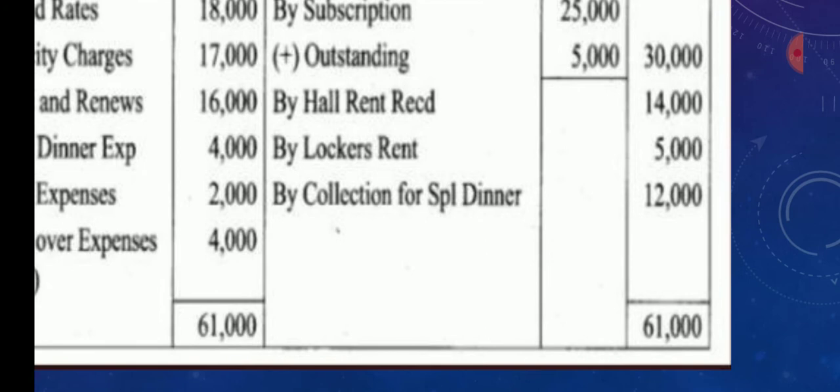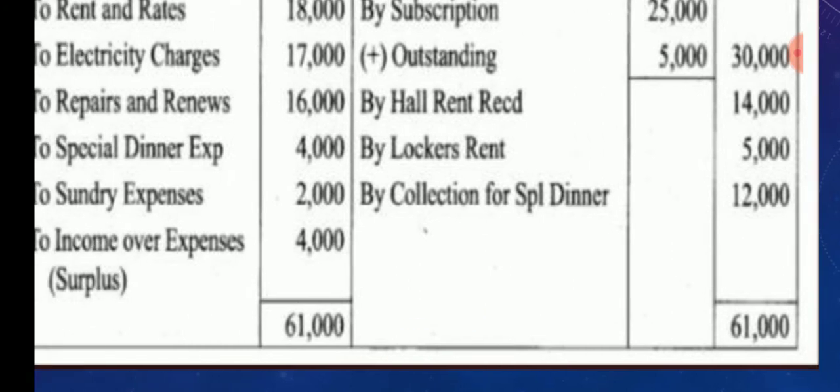If the total of the credit side of the income and expenditure account is more than the total of the debit side, then the balance is considered in the balance sheet figure, the 4,000.